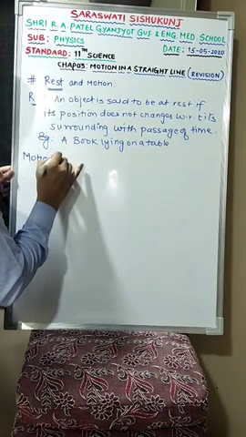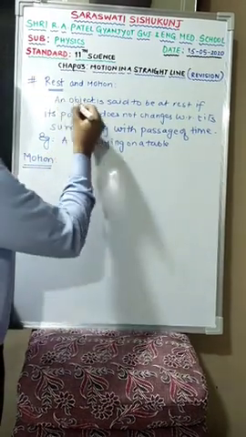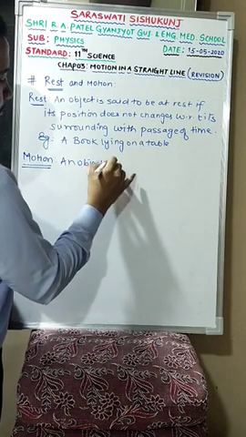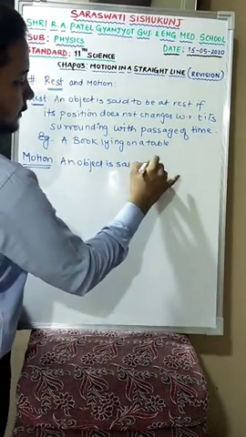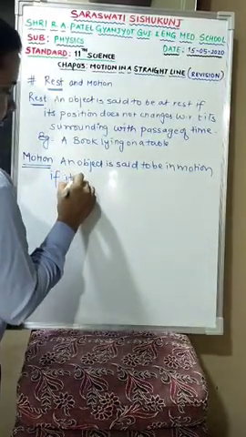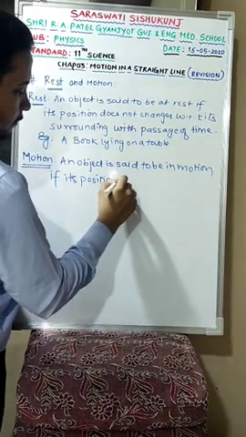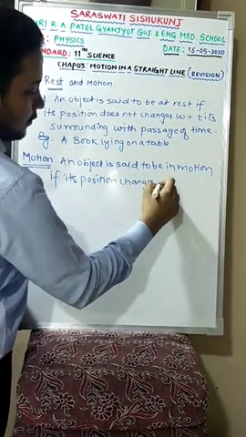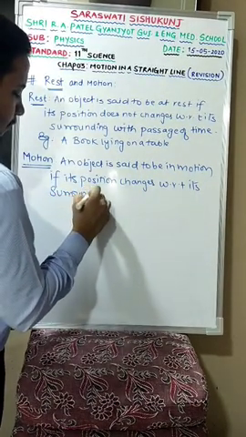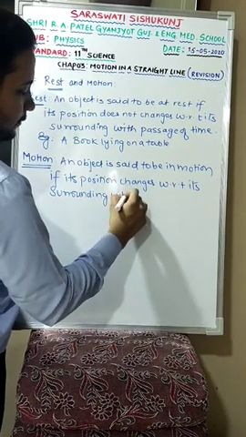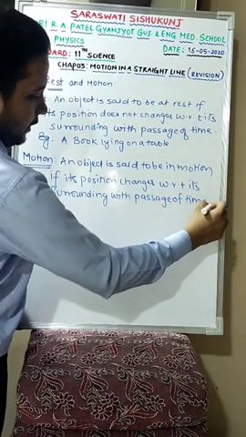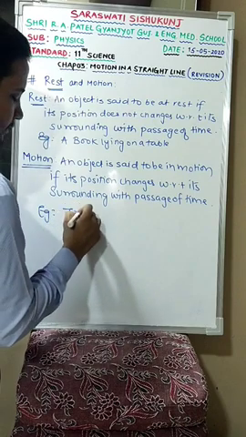The second terminology is motion. Motion is nothing but what? An object is said to be in motion if its position changes with respect to its surrounding with passage of time. Example I can give you: train moving on rails.